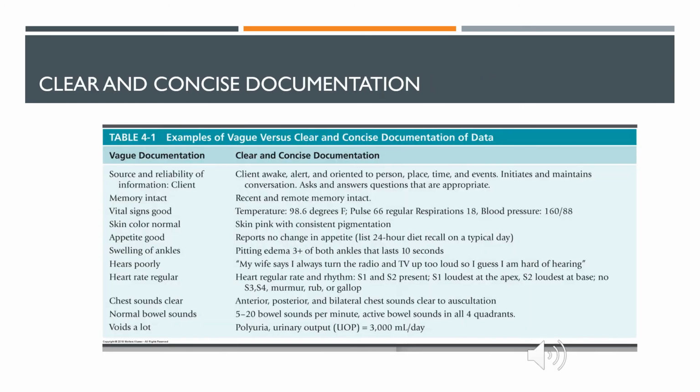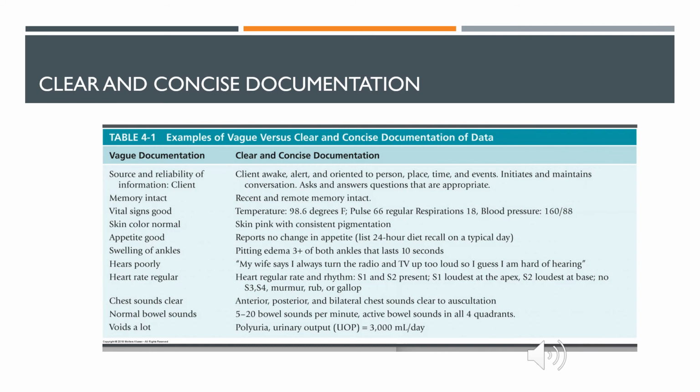This picture, if you will, is taken right from your book, Table 4.1, and gives some really good examples of the difference between using clear and concise documentation versus vague documentation. I really like the example of vital signs. Good would be a vague documentation. Instead, you write out what the vital signs are. Temperature 98.6, pulse 66 and regular. Respirations 18 and blood pressure 160/88.